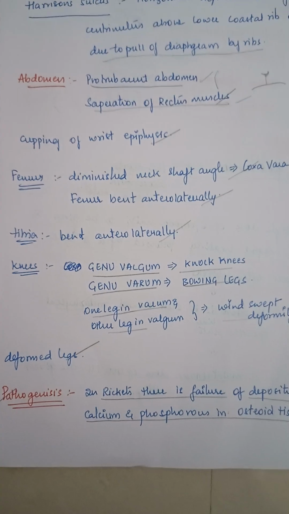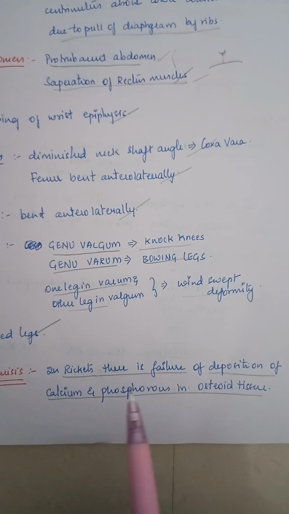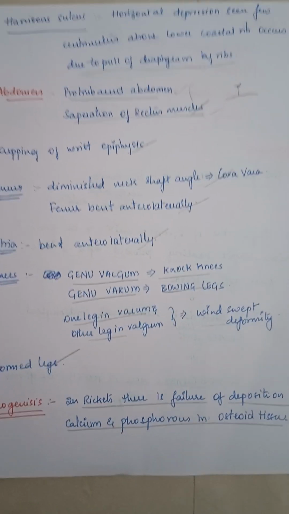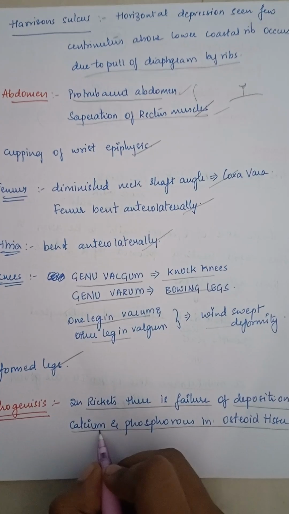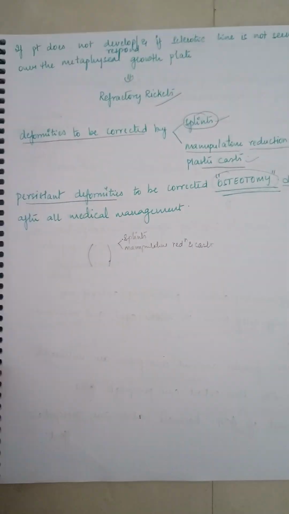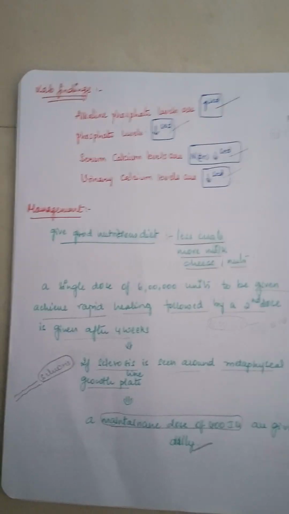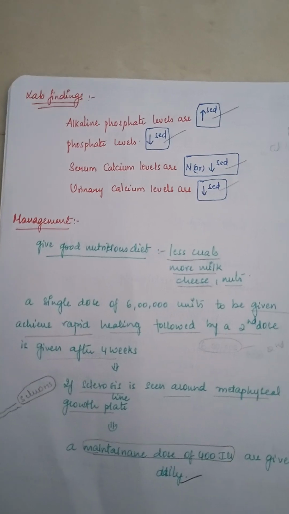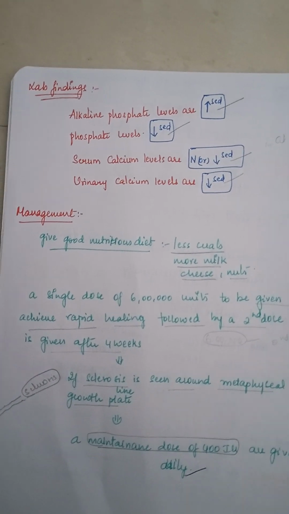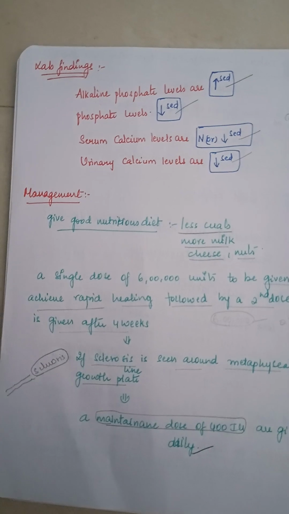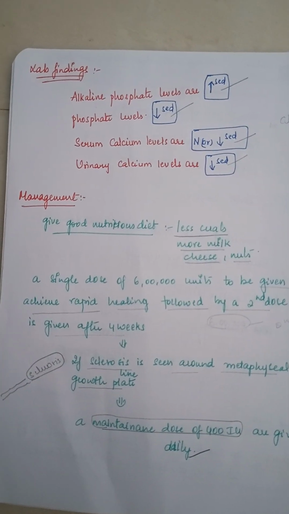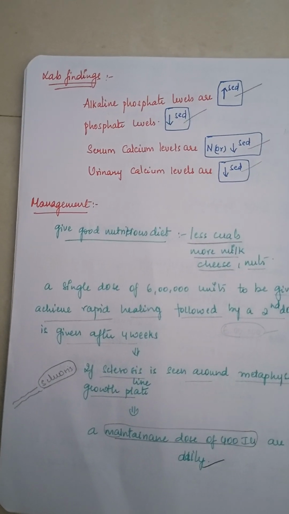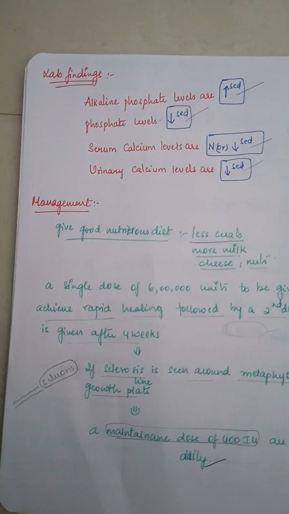Now next, learn about the pathogenesis in rickets. In rickets, there is failure of deposition of calcium and phosphorus in osteoid tissue. Because of this failure of deposition, in the lab findings, calcium and phosphate always go together in rickets. Calcium levels are decreased, phosphate levels are also decreased. Next, what is increased? Alkaline phosphatase levels are increased. So remember always that in rickets, calcium is decreased, phosphate is decreased, but alkaline phosphatase levels are increased.